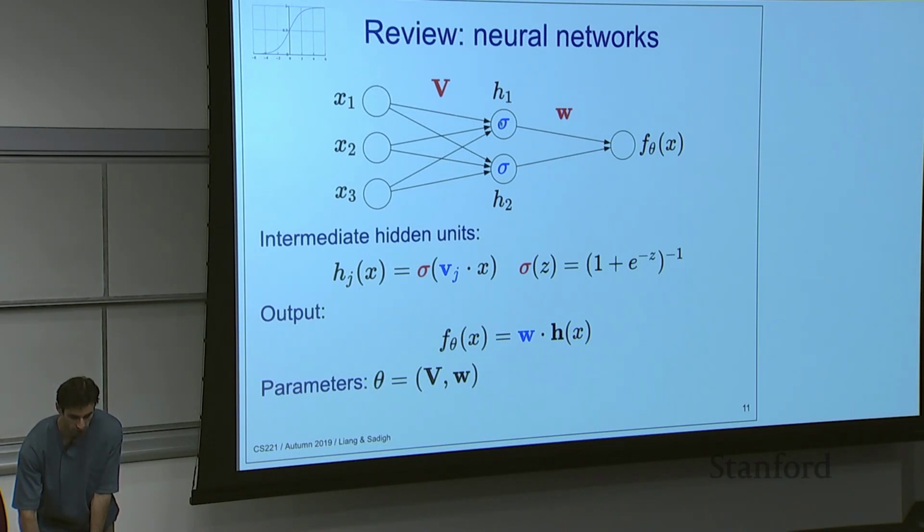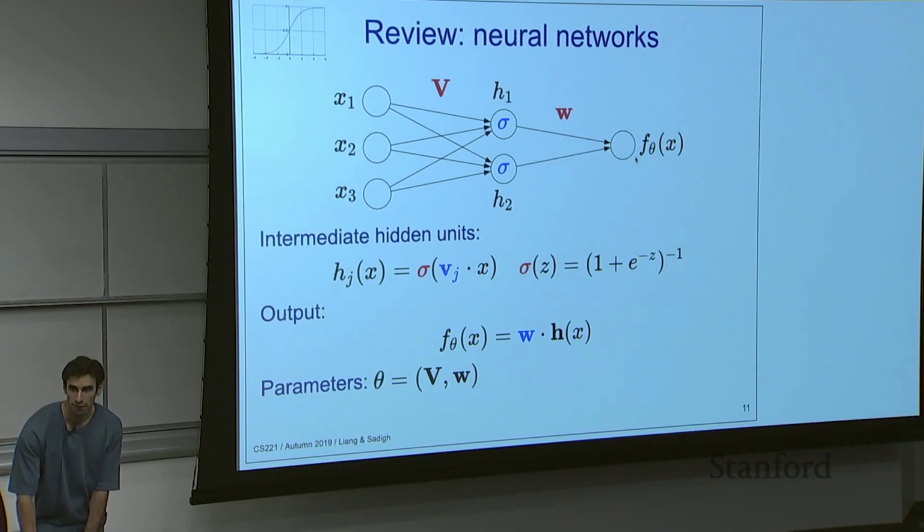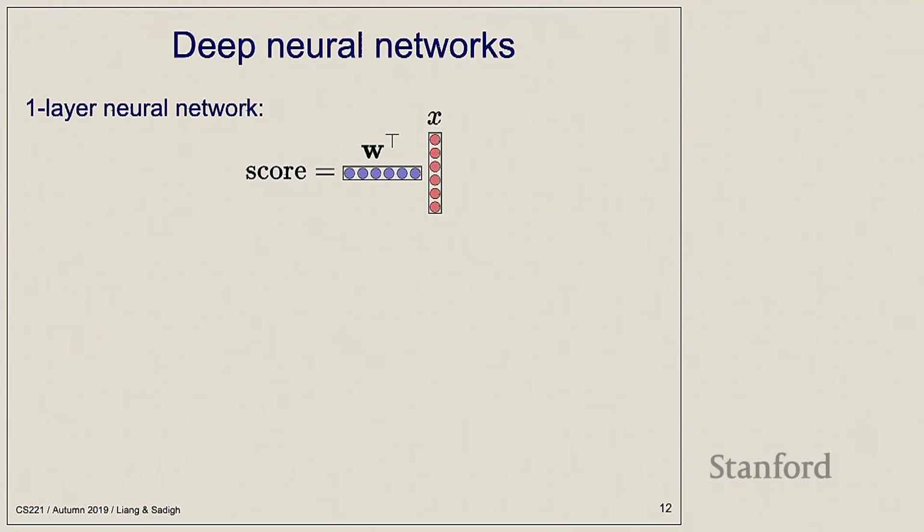Each number, so h1, h2, and f of theta, are all the result of a little mini linear predictor. They're all kind of roped together. Just to visualize this, if we want to go deeper, you just rinse and repeat. This is a one-layer neural network. It's what we were talking about before with the linear predictor. You have your vector of weights, and you apply it to your inputs.